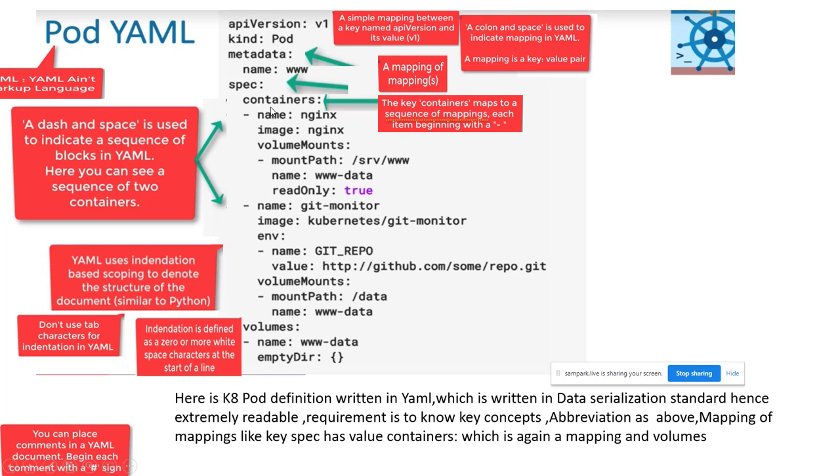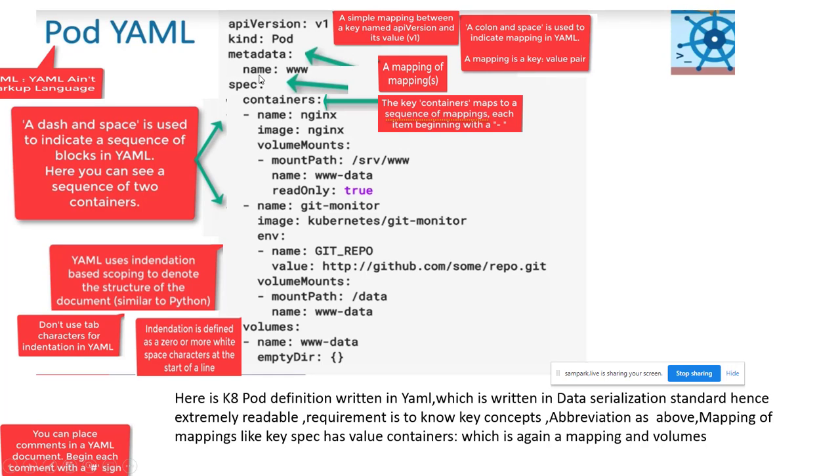Each dash and a space is used to indicate that there are two images here, one an nginx image and another a git monitor image. These two symbols denote that. They are nested key value pairs, but they are part of the parent container, which is also a value for spec. And spec is a key for container, but that spec itself is a value for name.